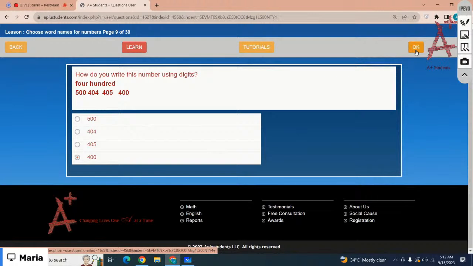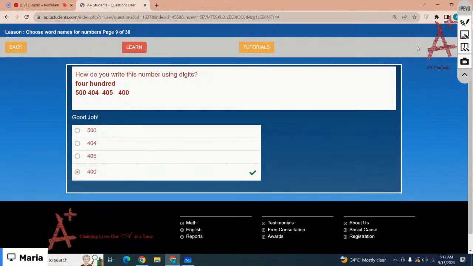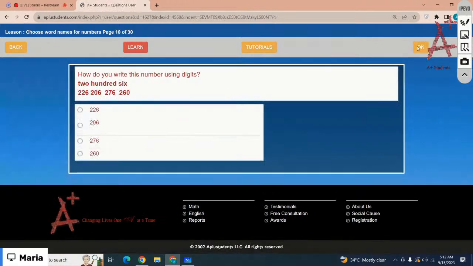How do you write this number using digits? Okay, that's the same one. I forgot to click on the OK button. How do you write this number using digits? 206. The correct option is the second option, right? Very good.